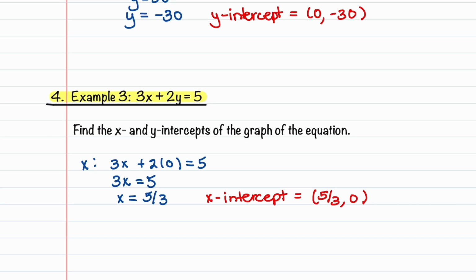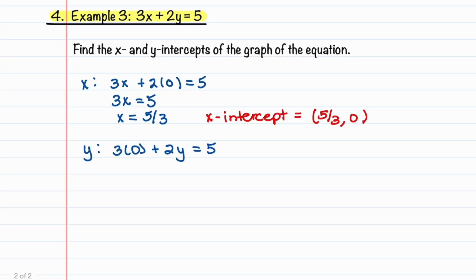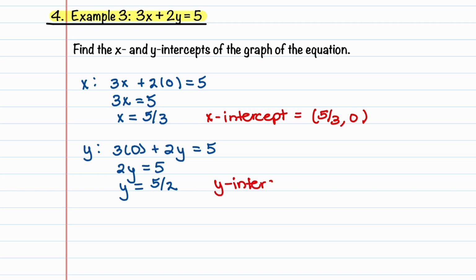You might want to pause the video and see if you can find the y-intercept on your own. To find the y-intercept, we're going to set x equal to 0. So we have 3 times 0 plus 2y is equal to 5. This gives us 2y is equal to 5. And then we'll divide both sides of the equation by 2. And we get y is equal to 5/2. And that tells us that our y-intercept is equal to 0, 5/2.